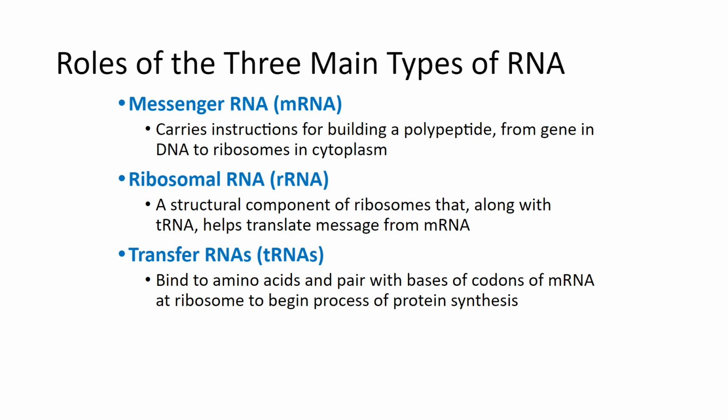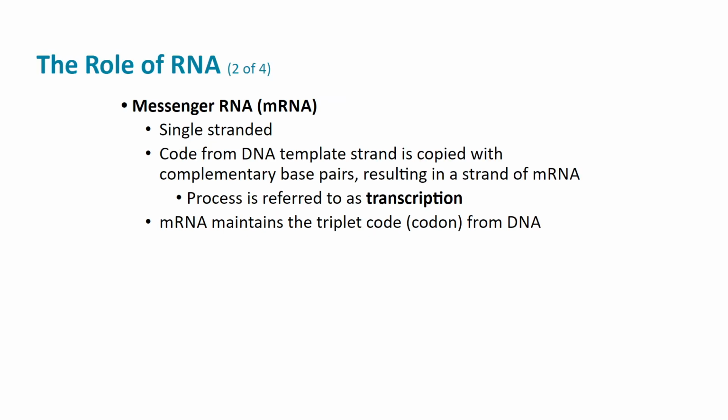Transfer RNA is actually used to bring the right amino acids to the ribosome. So one side of a transfer RNA is bound to amino acids. The other side is an anticodon that matches the codons of mRNA. It all meets at the ribosome to begin the process of protein synthesis.